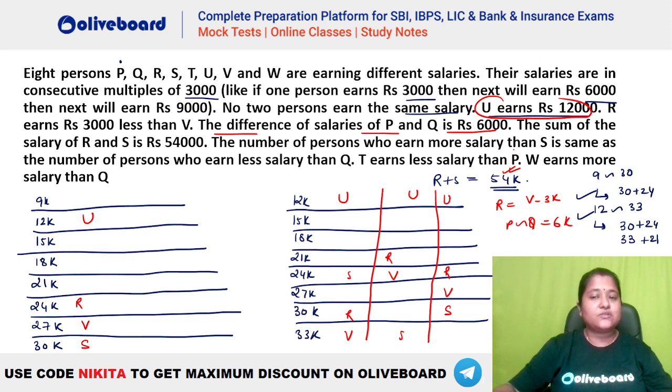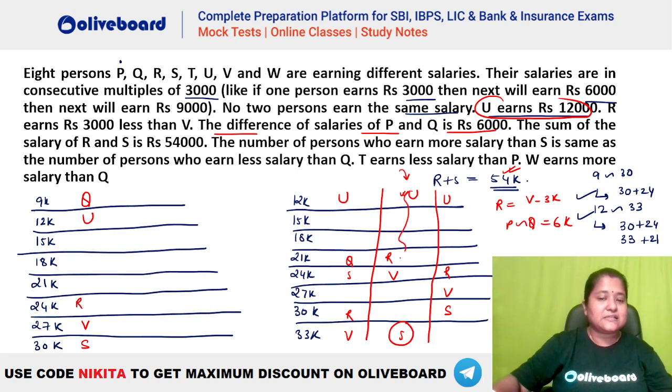The number of persons whose salary is more than S is the same as the number of persons whose salary is less than Q. We have already placed your S, that means in the first case Q will be here. In the second case we have Q here, 1, 2, 3, Q should be here. In the third case, that is this one, if your S is here, your Q should have been here but U is already here. That means this case is invalid. This case has become invalid. Okay. In this case, if one person is there below S, we should have one person above Q also. Right? So you can see this is going to be the situation in the three cases.